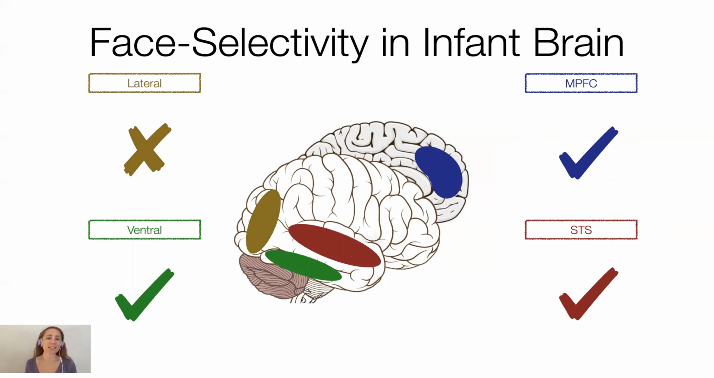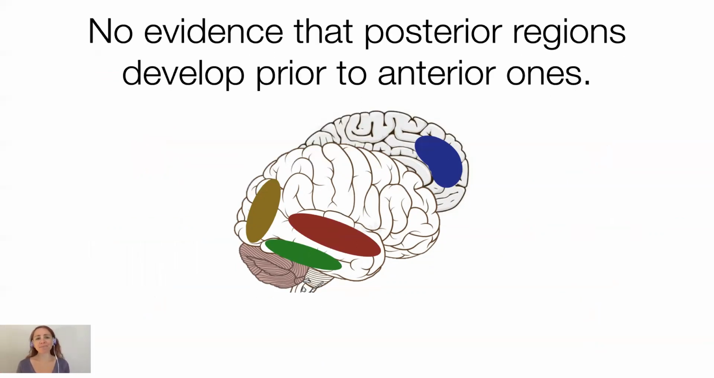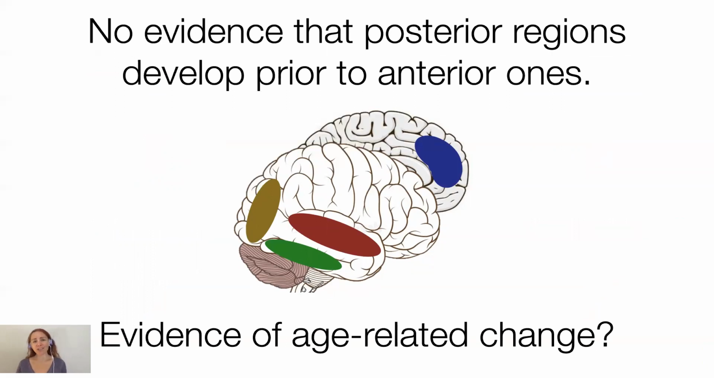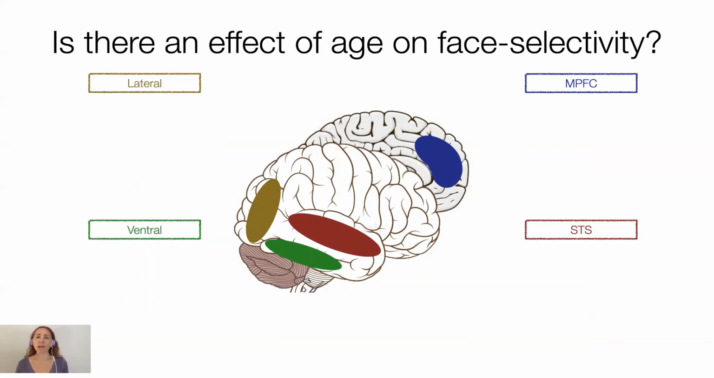But perhaps we could still find evidence that the ventral face response emerges prior to the STS or MPFC face responses. All right, we found no evidence that posterior regions develop face selective responses prior to anterior regions. But can we find evidence of age-related change that would suggest the ventral region is face selective prior to anterior regions? To answer this question, we looked at the difference between the face and object response as a function of age in each region.